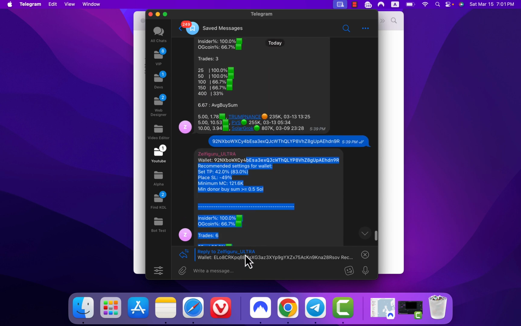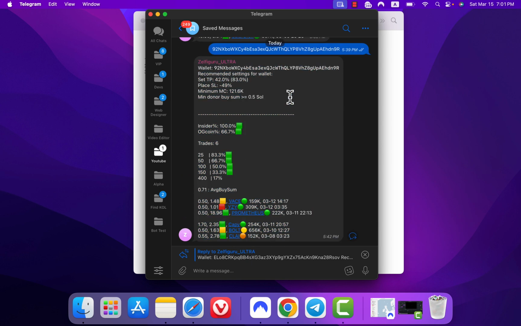Or this one, I lost 2 trades from this wallet, but as you can see, he had 6 trades, and those 6 trades, 83% of the times, they were profitable. You were able to take 42% profit.